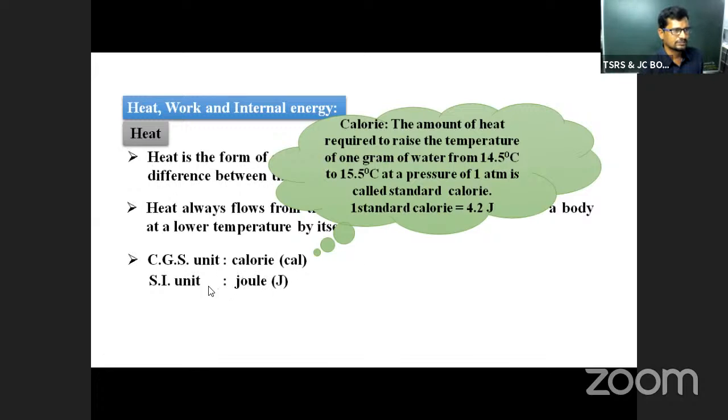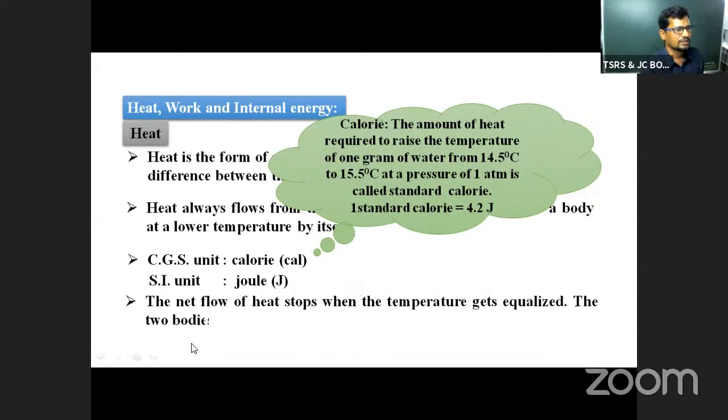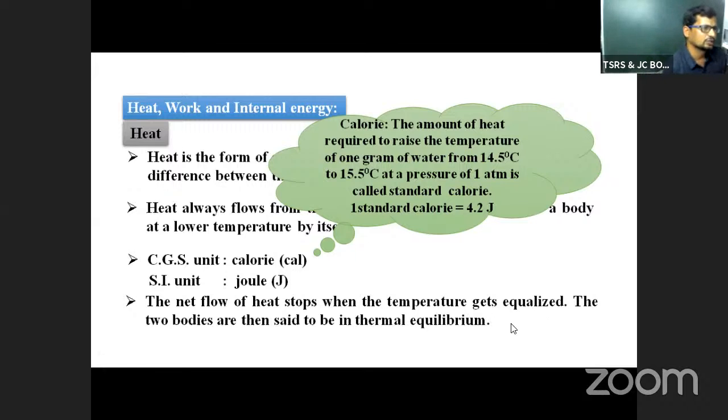SI unit, joule. CGS unit, calorie. The net flow of heat stops when the temperature gets equalized. The two bodies are then said to be in thermal equilibrium. So, to reach a thermal equilibrium state, the temperatures have to be equal.